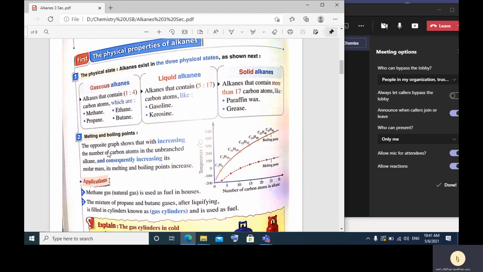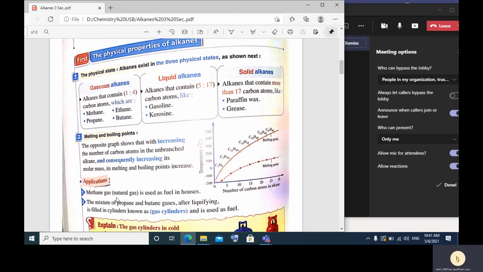You have to know, as the number of carbon atoms in unbranched alkanes increased, consequently there is an increase in molar mass. And when molar mass increases, the melting and boiling points increase. Again, we can say that increasing the melting point or the boiling point is related to the number of carbon atoms which are found in the compound.